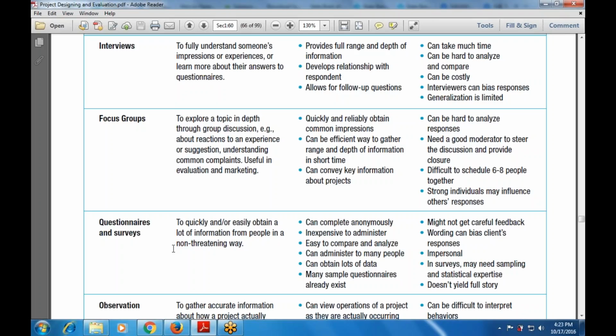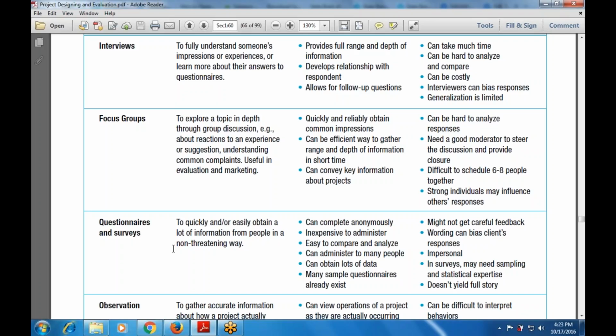from the people in a non-threatening way, because there is no face-to-face conversation. Everything is in written form, so there is no threat to the people. So to quickly and easily obtain lots of information from the people in a non-threatening way, that is the questionnaire. Now, what are the various advantages? First advantage is that it can be completed anonymously.